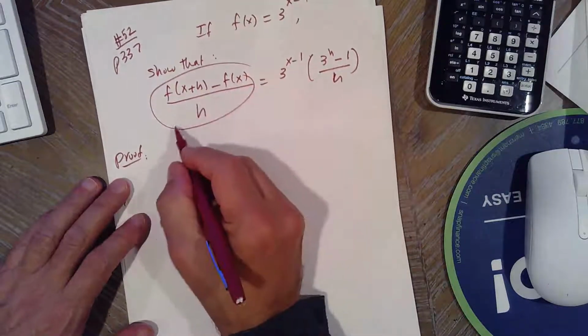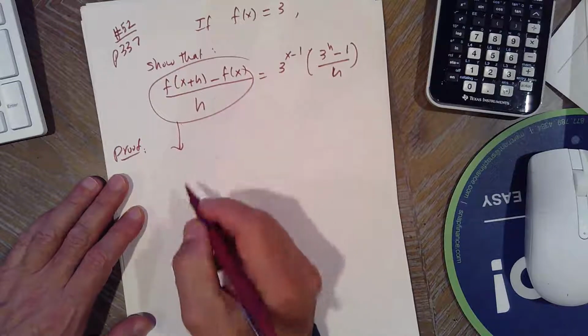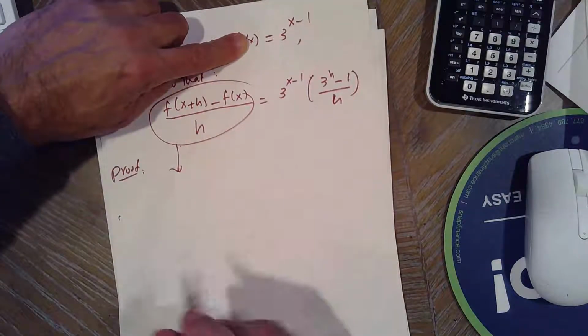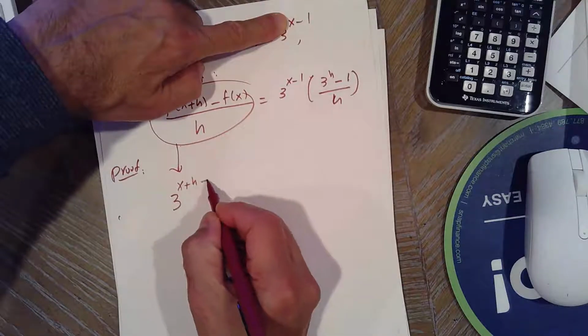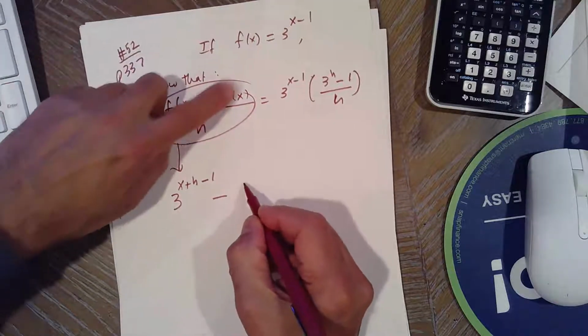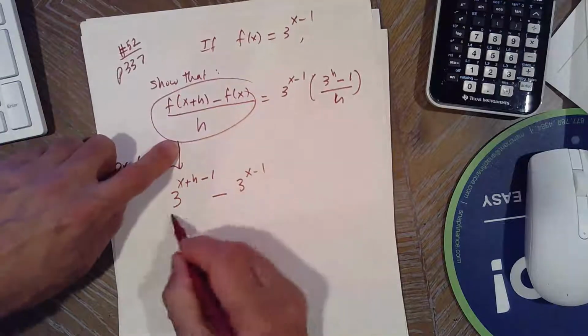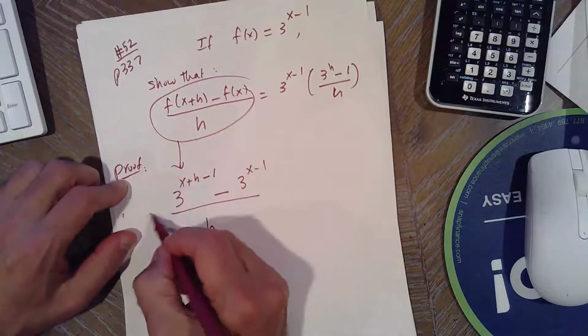f of x plus h minus f of x over h. If I want to do f of x plus h, I would get 3 to the x plus h minus 1, minus f of x, which is 3 to the x minus 1, all over h. So this equals that, okay?